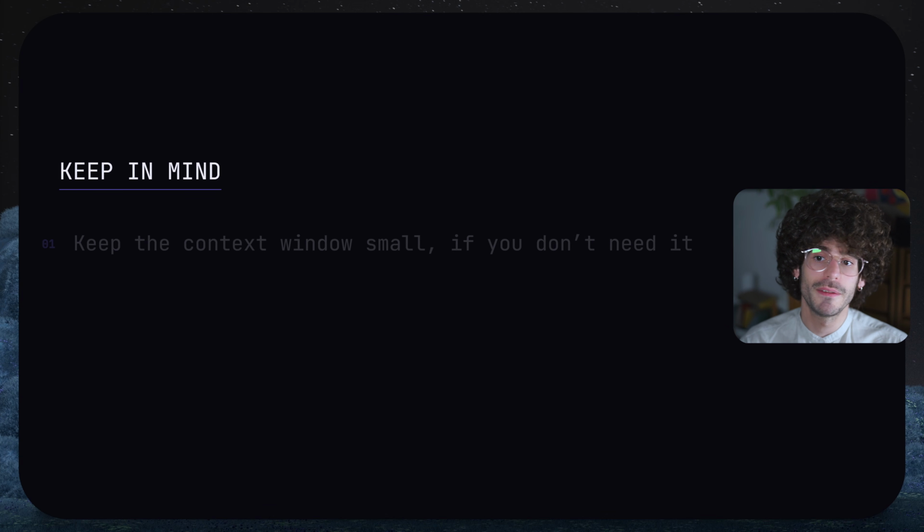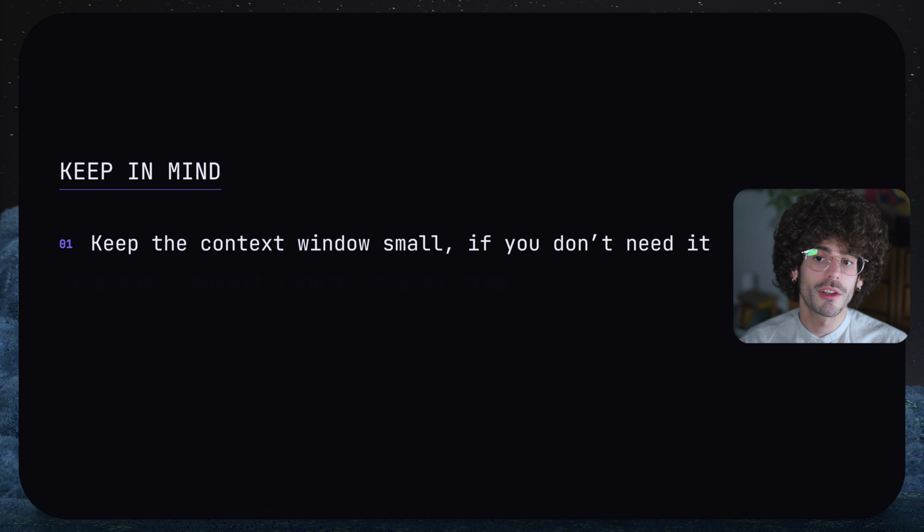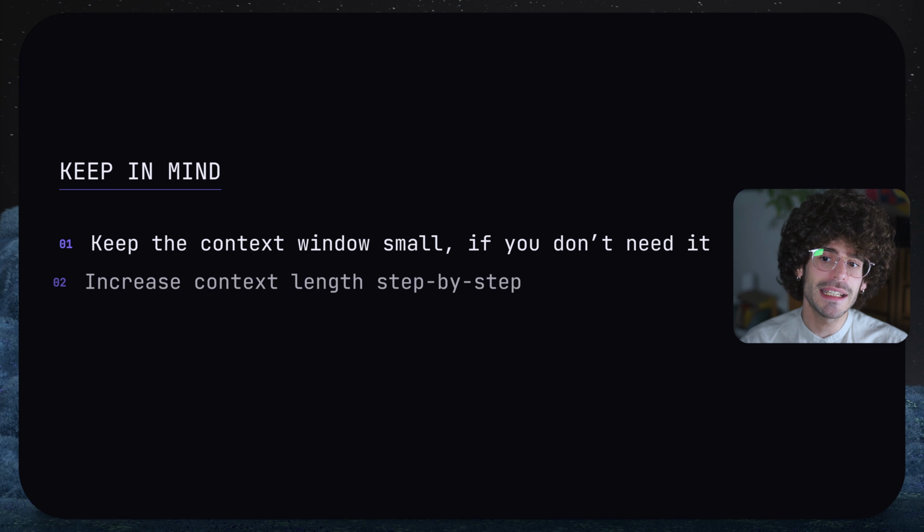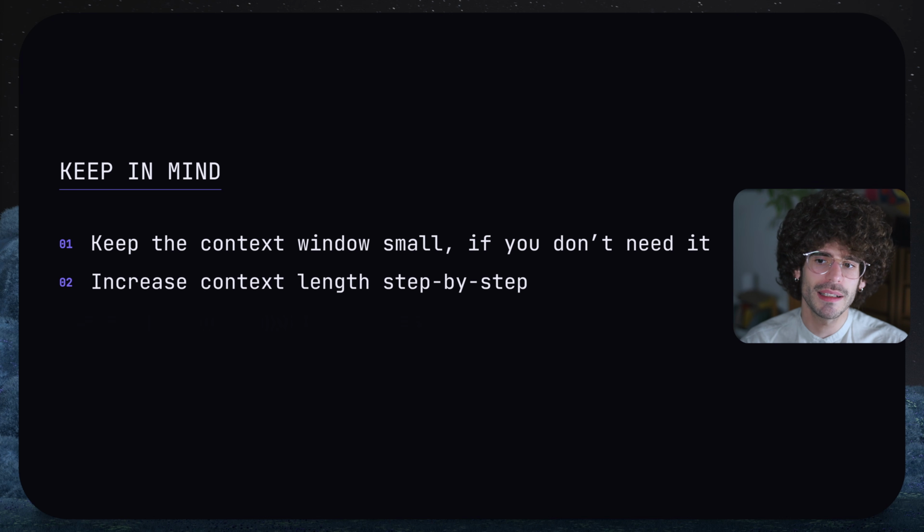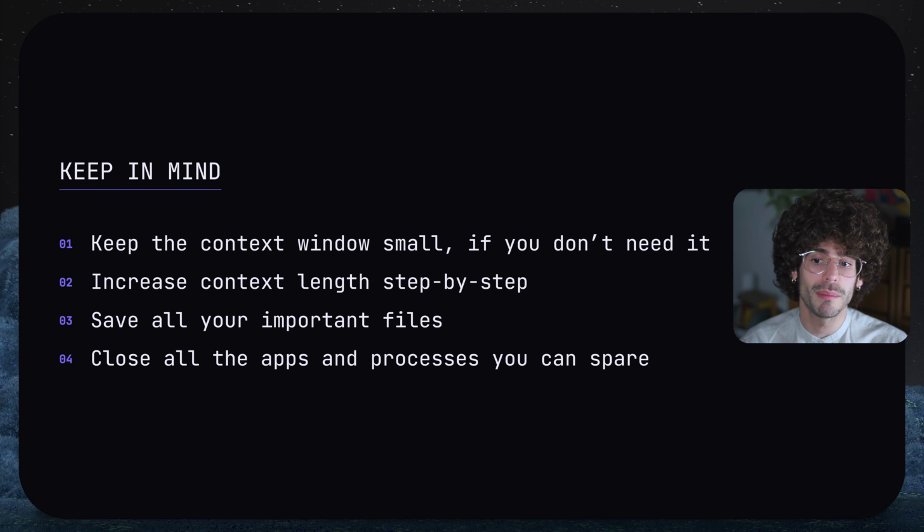So the bottom line is, try to keep the context window small if you don't need it. When you work with a lot of words or tokens and get to a point where the AI can't handle a complex task well or forgets context quickly, increase it, but try to do it step by step, not overburdening your system. And as a general rule of thumb, save your files and close everything you can spare to give the AI model as much processing power and memory as you can.